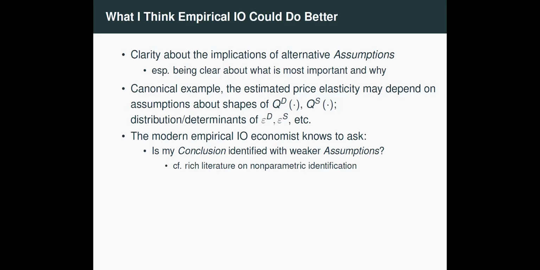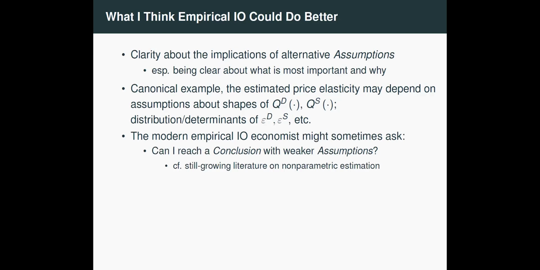And I think a modern empirical I/O economist, thanks in part to some of the people in this room, knows to ask questions like, would my conclusion be identified under weaker assumptions? Could I, in principle, reach a conclusion about my questions of interest under weaker assumptions? And the rich literature on nonparametric identification has given us lots of incredibly valuable tools for answering that question. And the modern empirical I/O economist might sometimes even ask, not only could I in principle reach a conclusion under weaker assumptions, but actually, can I go ahead and do that quantitatively in my data?